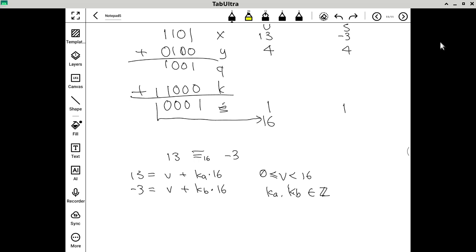But the signed interpretation does not take a look at the overall carry. Yep. Only in the unsigned interpretation, that is correct. Yep. So are we good so far?